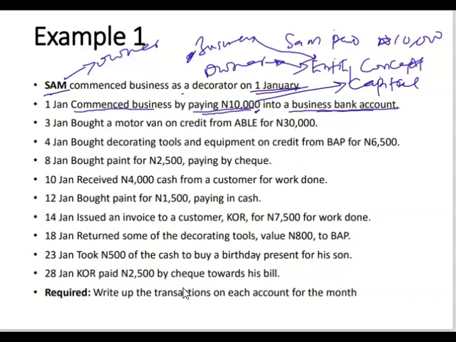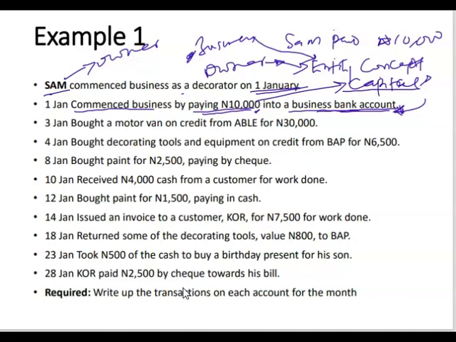Now, when you get bank account, that means this 10,000 is going into what? Into the bank. The bank is receiving this 10,000 from who? Is receiving it from Sam as a form of what? Capital. That means capital is giving out this 10,000 that bank is receiving. Capital is giving out the 10,000 naira that bank is receiving.